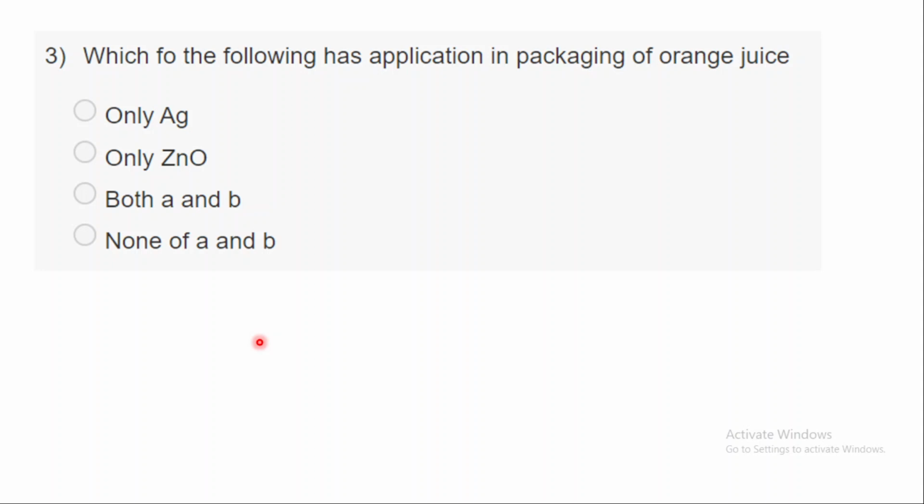Option A, only silver. Option B, only ZnO, zinc oxide. Option C, both A and B. Option D, none of A and B.